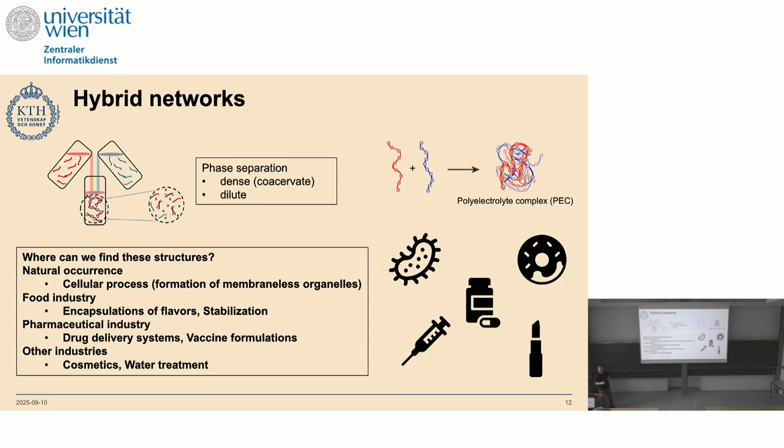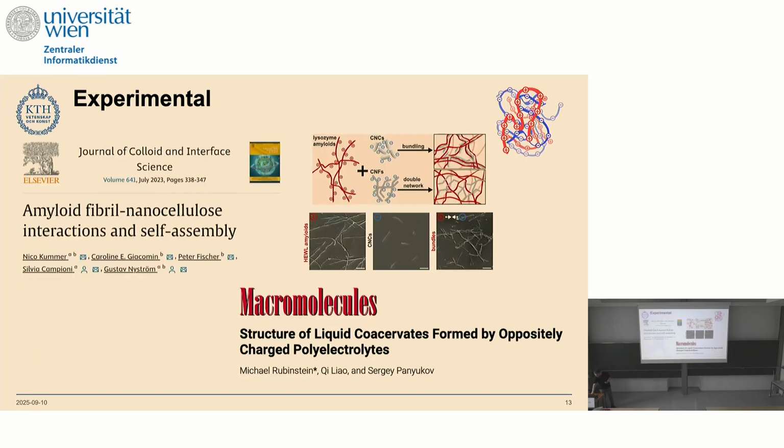And as you know, when we mix two oppositely charged biopolymers, we have a dense phase, which is the coacervate, and a supernatant, which is the dilute phase. They already had a system that they had published. They mixed amyloid fibrils with cellulose nanocrystals and cellulose nanofibers, and they analyzed the self-assembly and the structures that they can create.